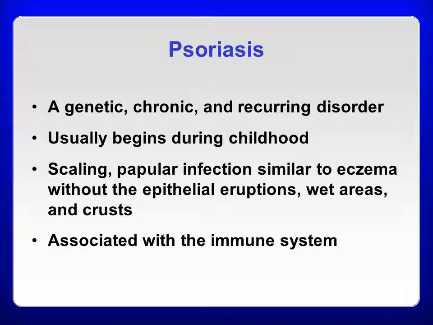Psoriasis is a genetic chronic recurring disorder. This is something that usually begins in childhood. The key findings here are a scaling papular eruption that looks kind of similar to eczema. However, it does not have epithelial eruptions. It doesn't have wet areas or crusts. And the most common association with this is with the immune system.